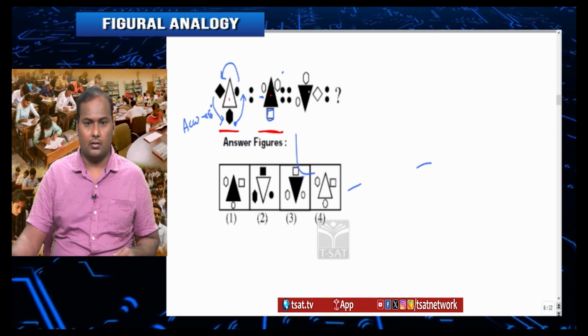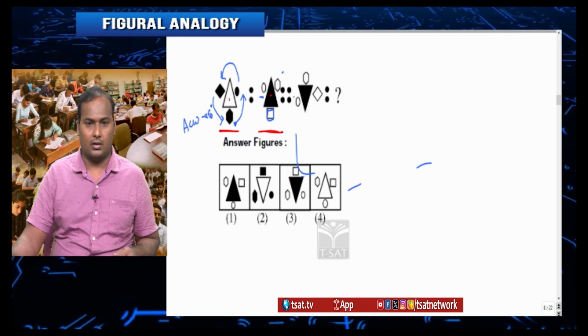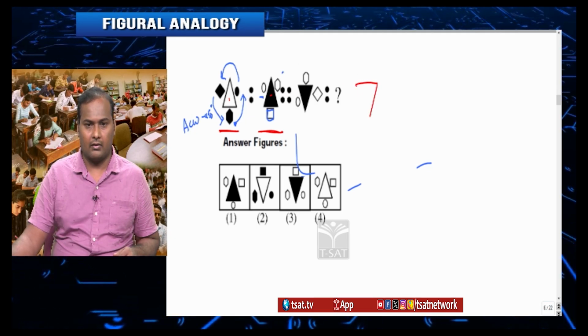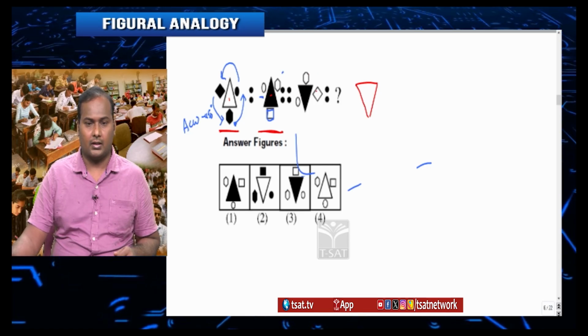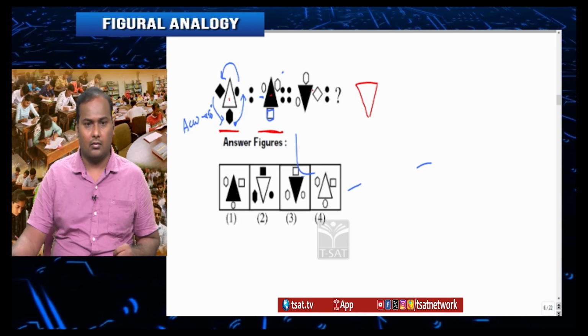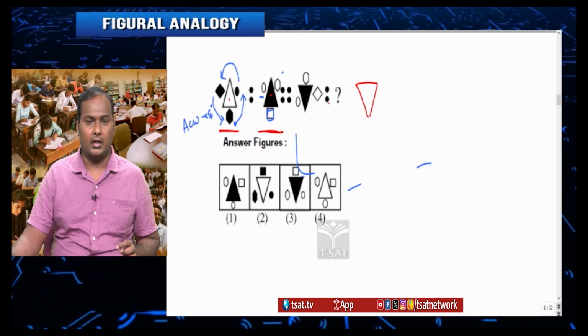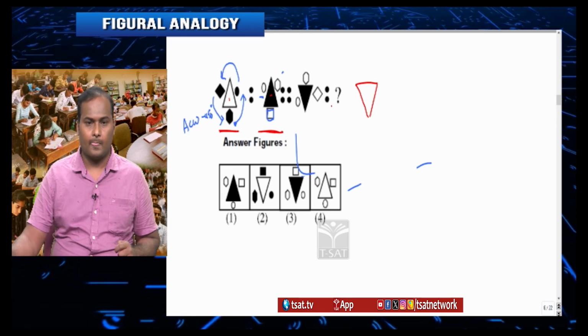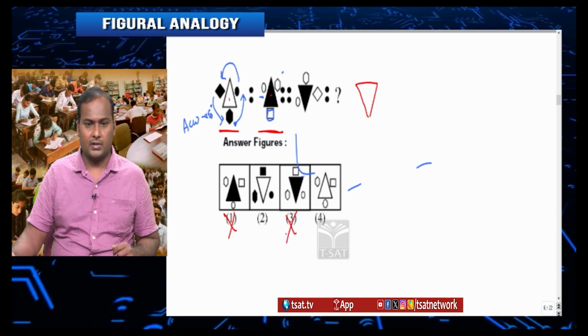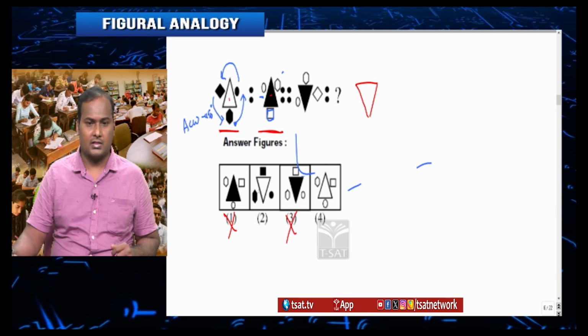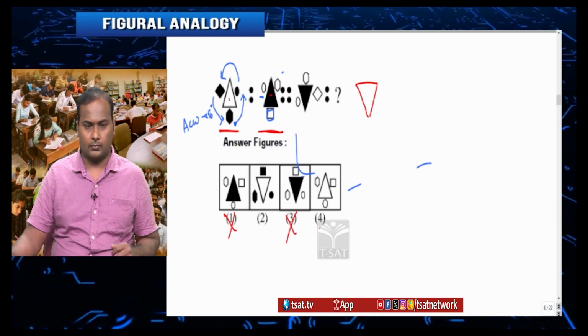So, initially the triangle was darker here. Obviously, here the triangle will become light. Now, the outside figures which are lighter in color, now they will become dark with the anti-clockwise movement. So, by seeing this, option 1 cannot be your answer, option 3 cannot be your answer. So, the answer will be either 2 or 4.